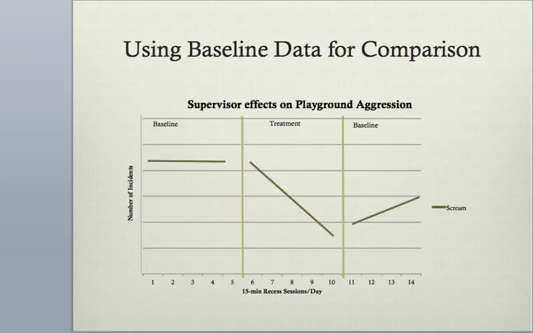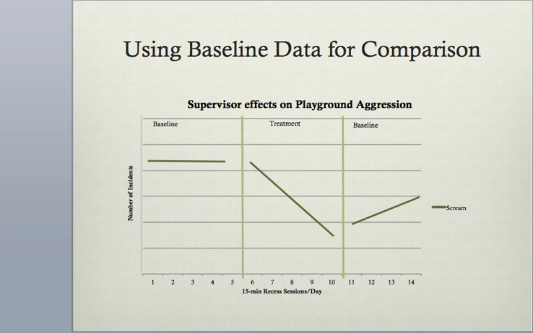So here is the use of baseline data for comparison and what a graph might look like. We start out on the left with a baseline condition. These are 15-minute research sessions per day, and so each of these represents 15 minutes per day over a 5-day period. And what we see is that the number of incidents of playground aggression for this particular child is relatively high. I don't have all of the numbers there, but it's relatively high.